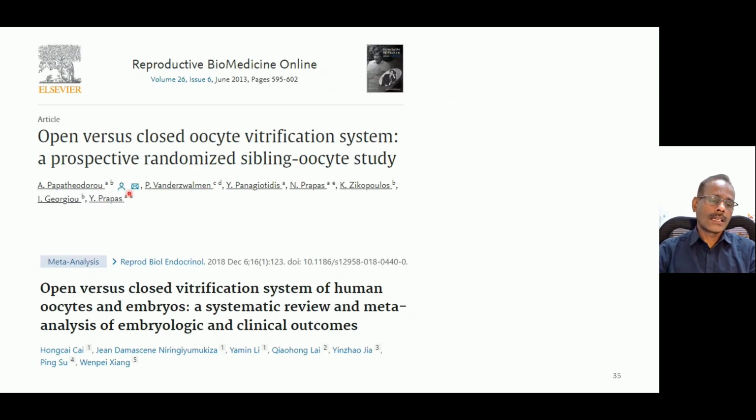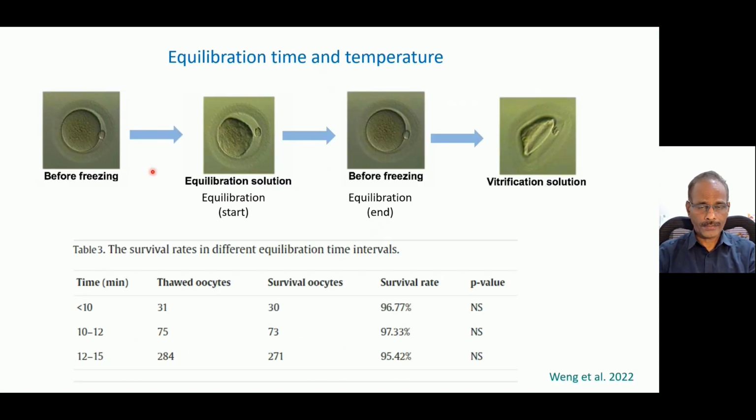The question is whether there is a difference with respect to outcome. There are a couple of studies, meta-analyses comparing the open versus the closed vitrification system, and these studies have not shown any difference with respect to the clinical outcome when we use either an open or closed system.